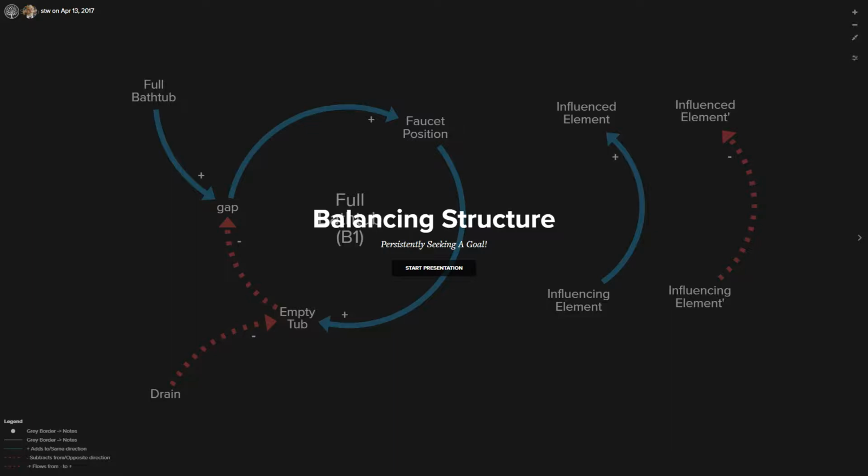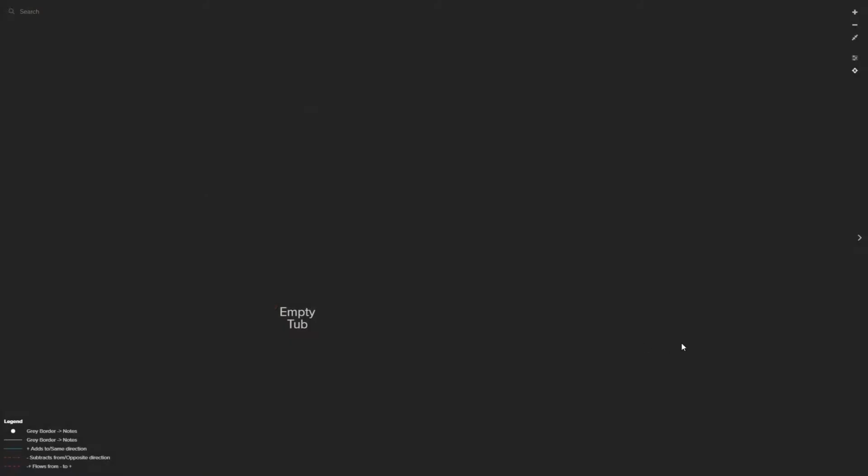I'd like to spend a few minutes and talk about the balancing structure, which, along with the reinforcing structure, are the only two structures used to create all relationship models. We begin with an empty tub, a bathtub, and what we really want is a full bathtub. The difference between these two states is a gap.